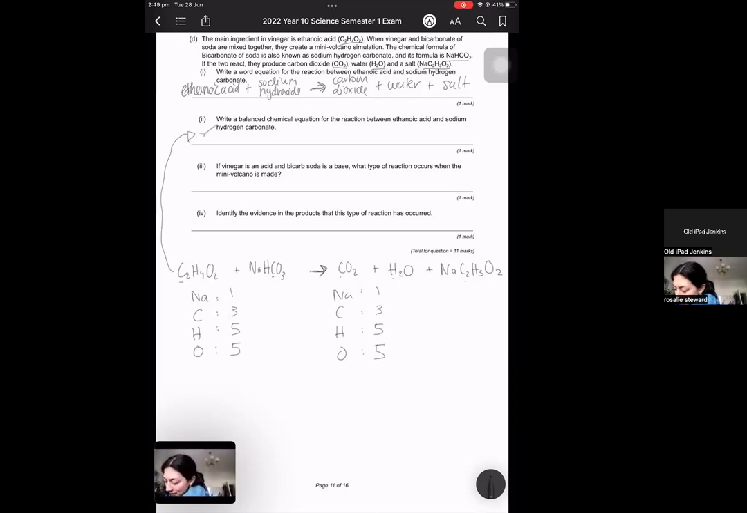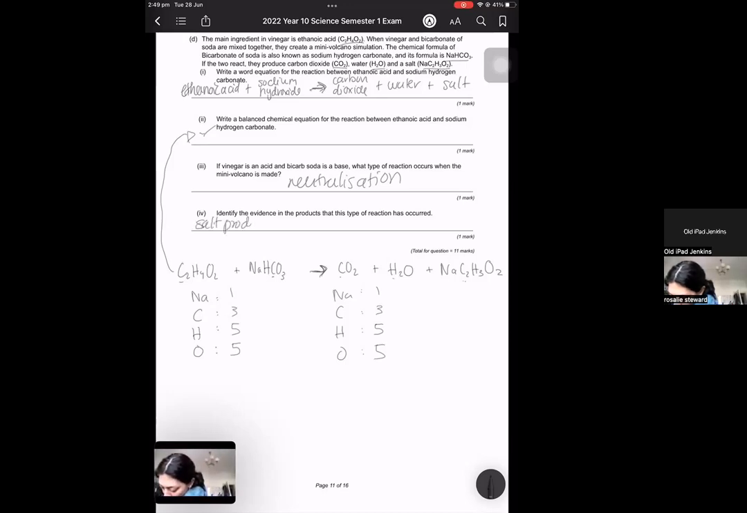If vinegar is an acid, bicarb soda is a base. We know it's neutralization. We know neutralization is an acid plus a base produces a water and a salt. So salt isn't always sodium chloride. Salt can be potassium chloride. Salt can be this funny looking thing here. Salt is just a solid neutral substance. This one also happens to produce carbon dioxide, which is the fizzy stuff that we see when we're making our volcano reaction. Carbon dioxide is just the carbonated gas within the solution. Identify the evidence in the products that this type of reaction has occurred.